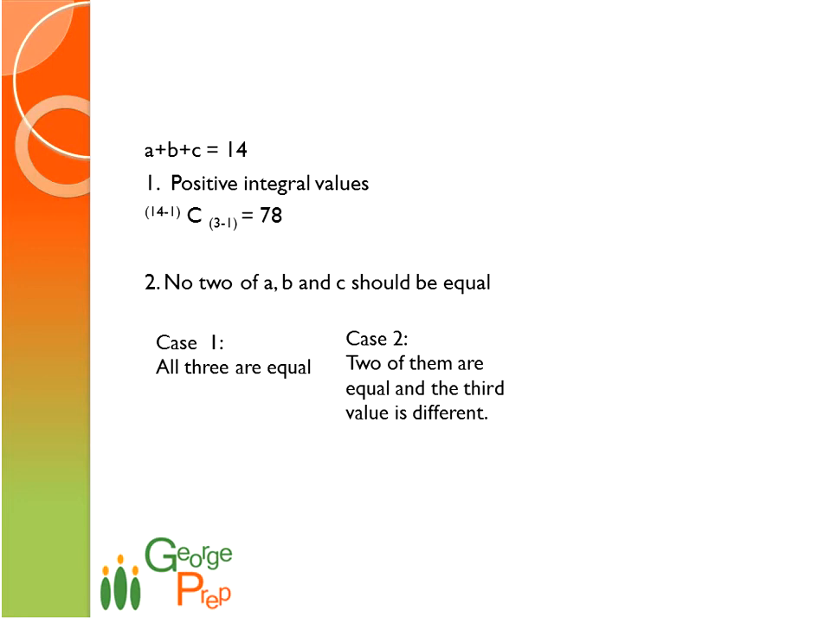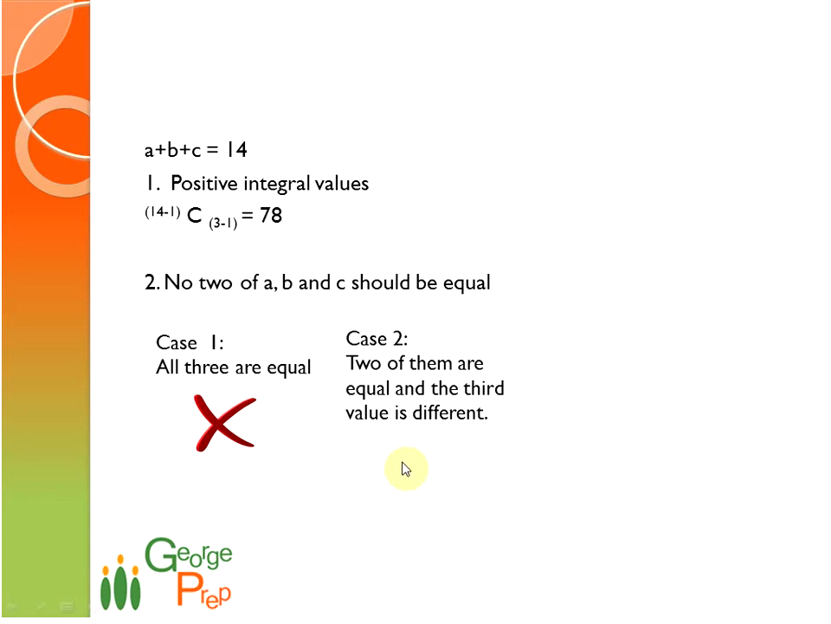If all three of them happen to be equal, we'll be having a number which is a multiple of 3 on the right hand side. That is, a plus b plus c should be a multiple of 3 if a, b and c happen to be equal. So they are not equal in this case. So case 1 can be ruled out. Only case 2 should be taken care of. Two of them are equal and the third value is different.